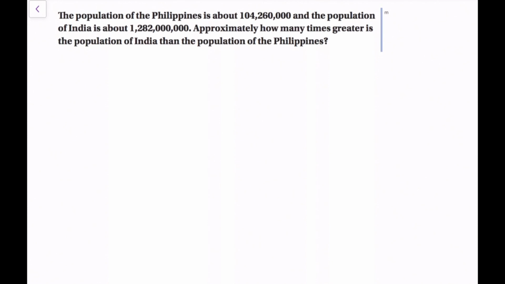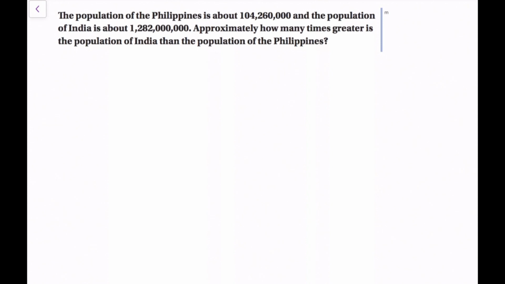The population of the Philippines is about 104,260,000, and the population of India is about 1,282,000,000. Approximately how many times greater is the population of India than the population of the Philippines? So since we've been writing all of our really big numbers, or in some cases really small numbers, as a single digit times 10 to a power, that's what I'm going to do here. There's other ways to approximate this, but since that's what we've been doing, this is how I'm going to approximate it in this specific case.